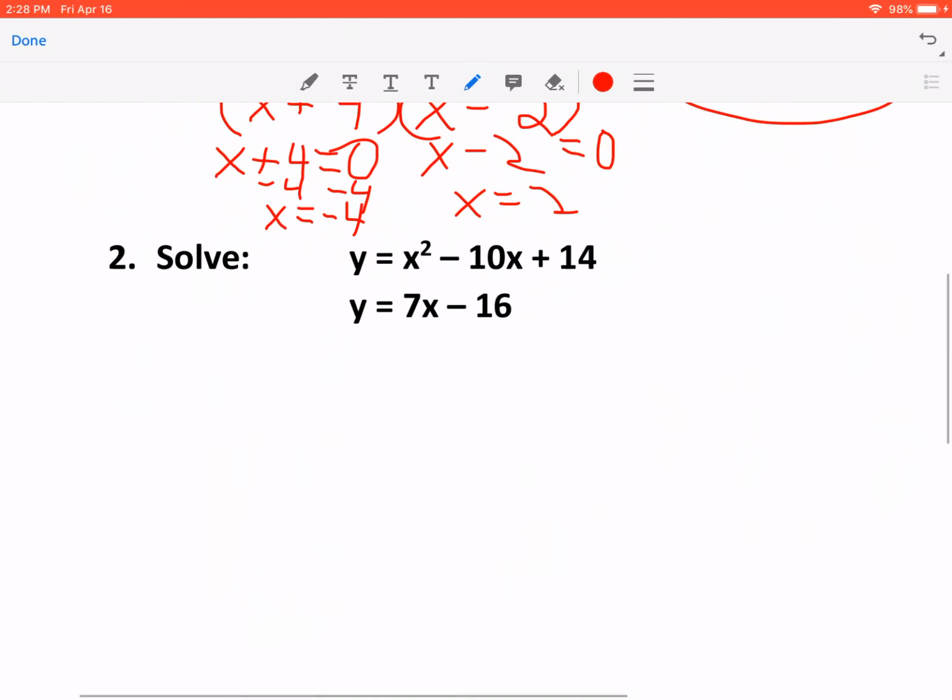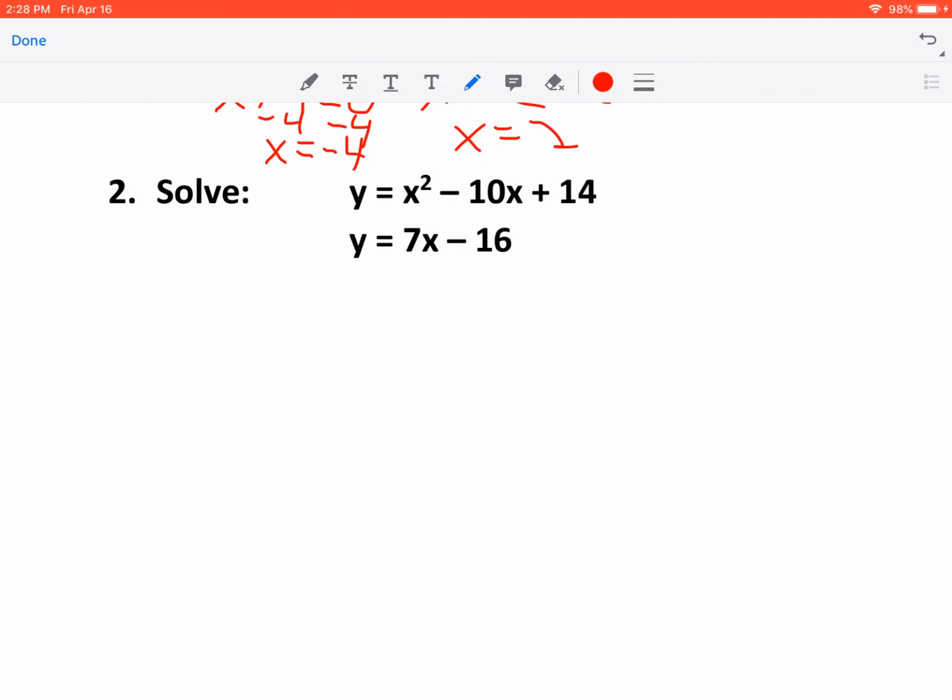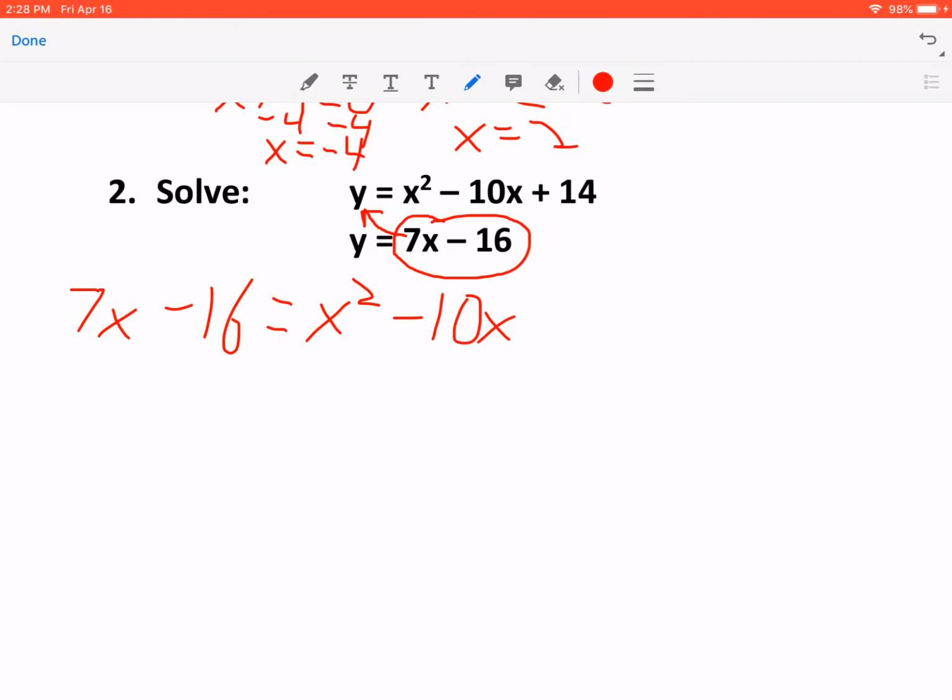Let's go to number 2. And all of these are going to look like this. It's not that difficult. You simply take the linear, which is 7x minus 16, and plug it in right here. So you get 7x minus 16 equals x squared minus 10x plus 14. Now, get everything on the same side. How do you get rid of a 7x? Minus 7x. Who does it line up with on the other side? The minus 10x.